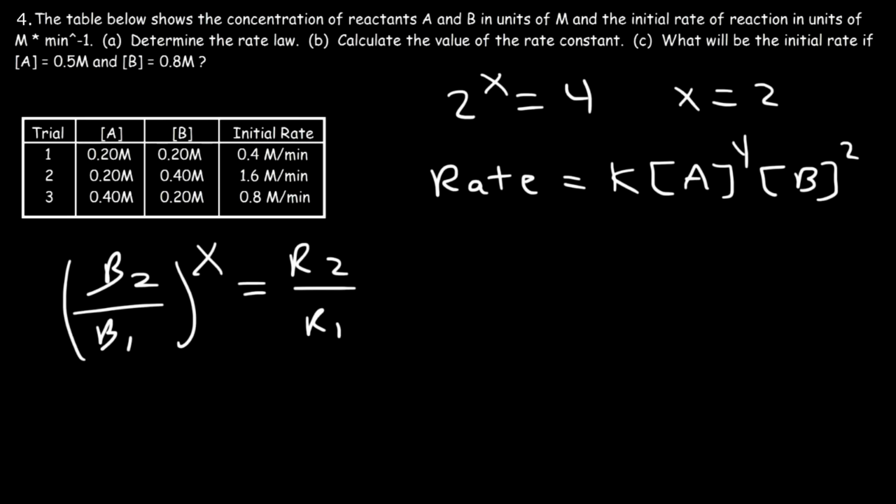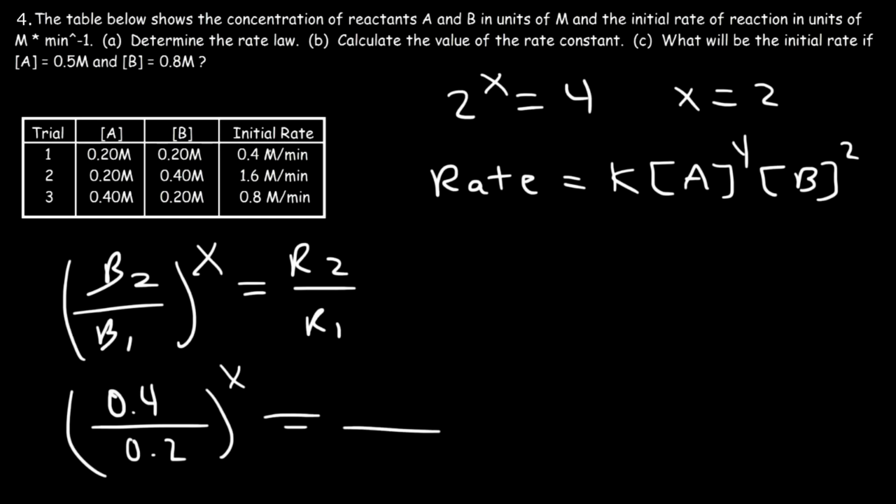Now, A is constant, so we don't have to worry about A. But for trials 1 and 2, B changes. So that's why we have B in this expression. So B2, or the concentration of B for trial 2, is 0.4. The concentration of B for trial 1 is 0.2. And the rate for trial 1 is 0.4. And the rate for trial 2 is 1.6. So 0.4 divided by 0.2 is 2. And 1.6 divided by 0.4 is 4.